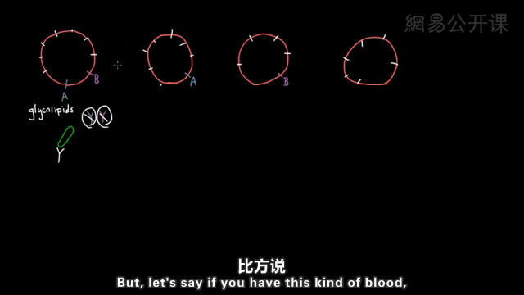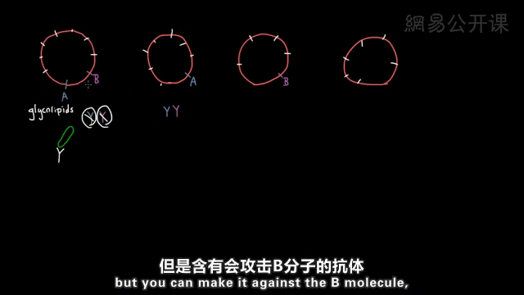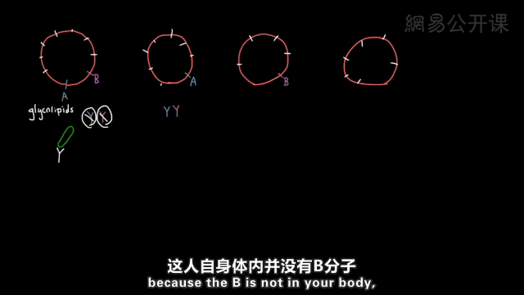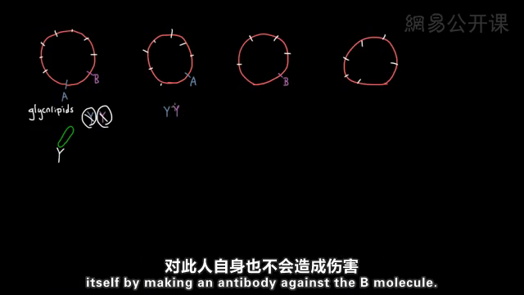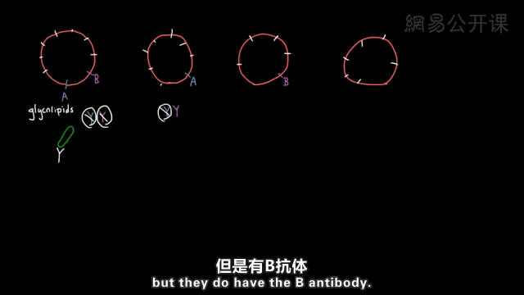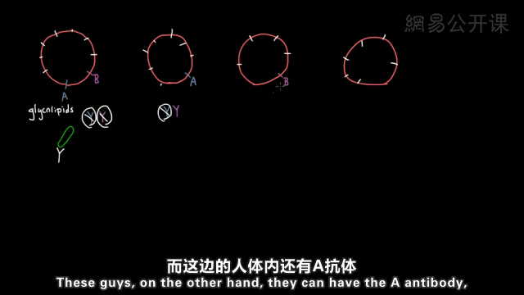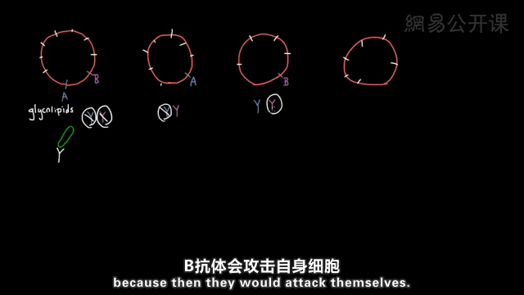But let's say if you have this kind of blood, then you might not make an antibody against the A molecule, but you can make it against the B molecule because the B is not in your body. And so there's no risk that your body is going to attack itself by making an antibody against the B molecule. So these guys don't have the A antibody, but they do have the B antibody. These guys, on the other hand, they can have the A antibody, but they don't want the B antibody because then they would attack themselves.